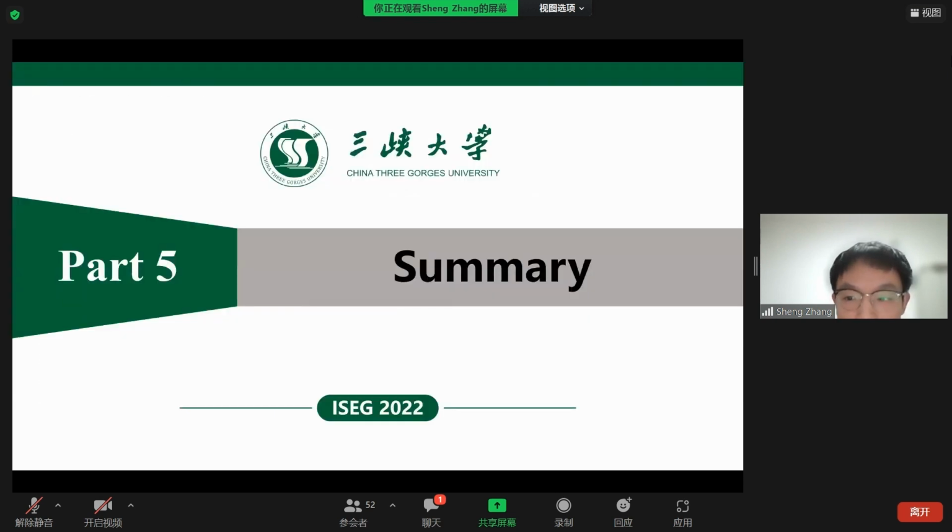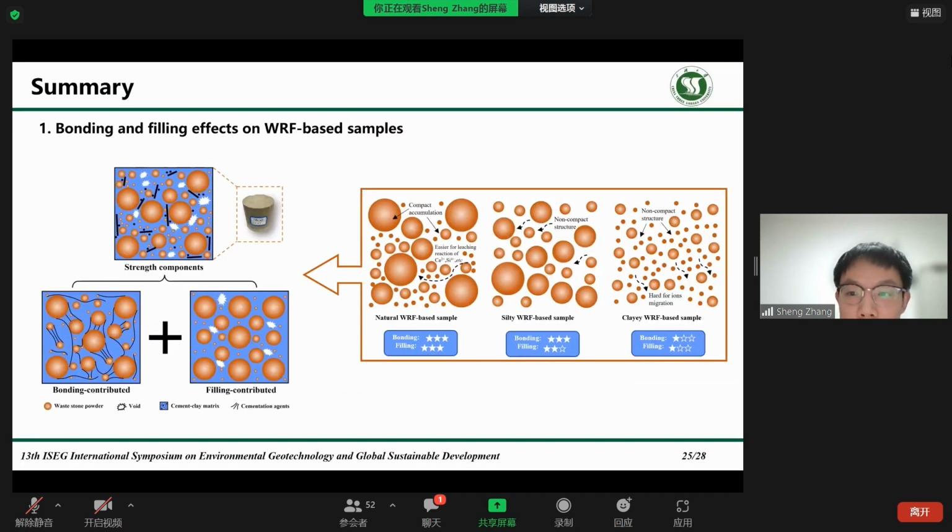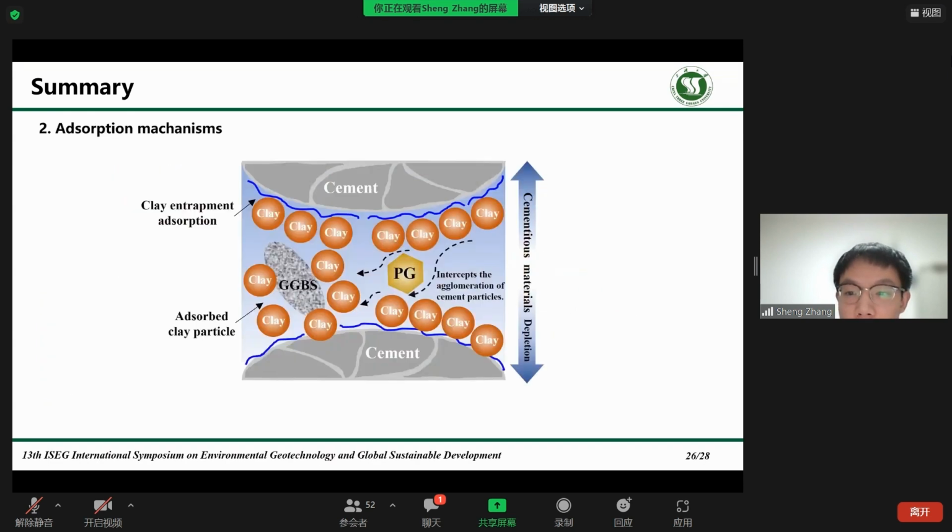Combining the above experimental analyses, we get the following conclusions. It shows that the strength of waste rock fine-based brick is mainly controlled by bonding and filling effects, among which the strength of sooty and clay WRF-based modified samples is lower than that of natural WRF-based modified samples due to gradation effect. In addition, it was noticed that although clay particles may participate in the secondary pozzolanic reaction to contribute bonding strength, they also possess superior absorption capability owing to the large specific surface area, which will absorb onto the surface of cementitious materials and thus hinder the hydration reaction.